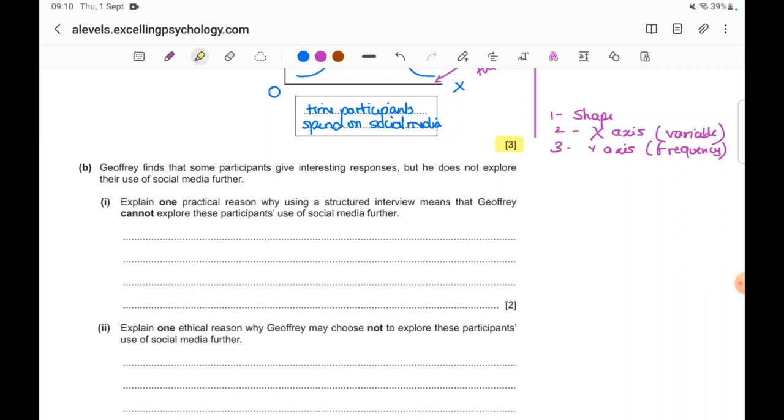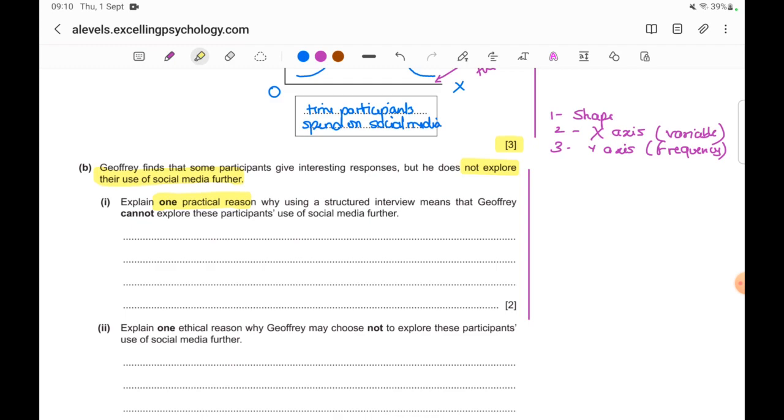Jeffrey finds that some participants give interesting responses, but he does not explore their use of social media further. We have already noted that the research method is structured interview. So of course, even if he finds something interesting, there is no way that he can explore it further by virtue of the definition of structured interview. Okay, let's read further. Explain one practical reason why using a structured interview means that Jeffrey cannot explore these participants' use of social media further.